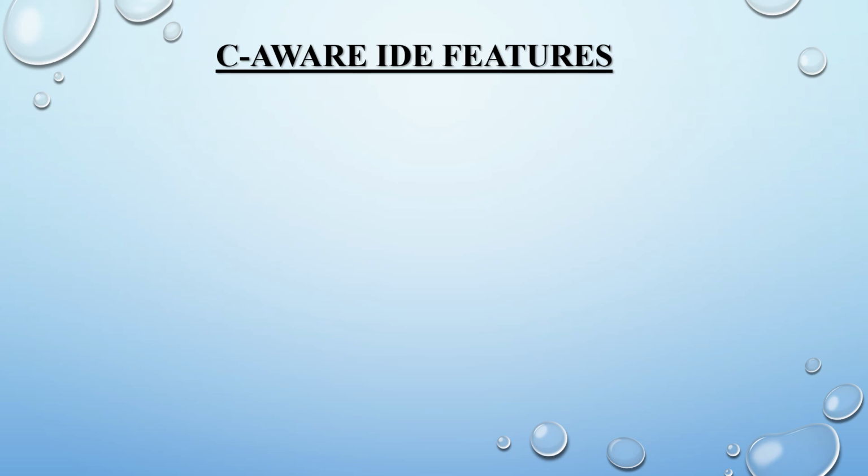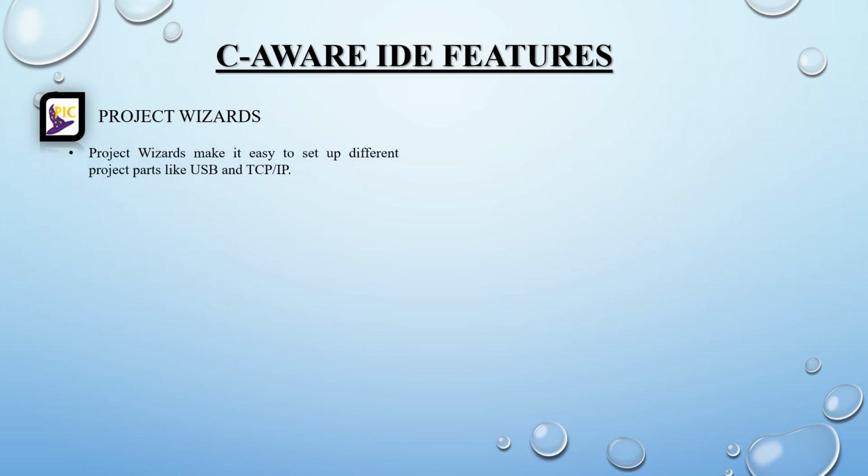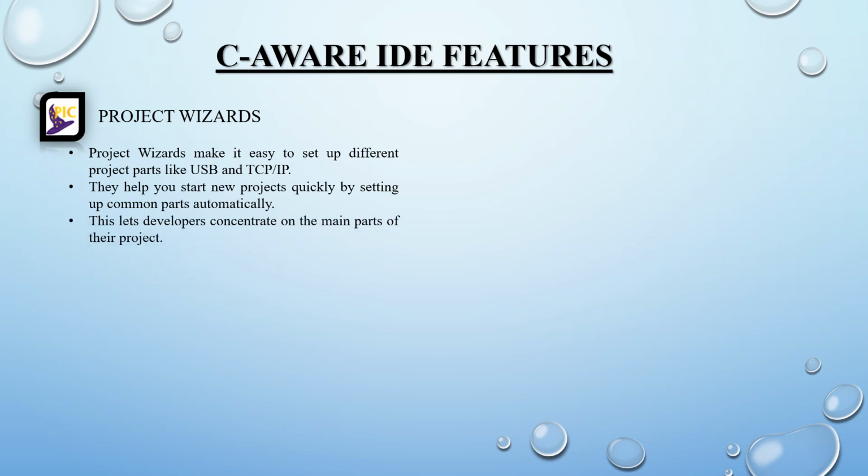Let's start with the second point of features, which is C-aware IDE. Our first topic is Project Wizard. Project Wizards make it easy to set up different project parts like USB and TCP/IP. They help you start new projects quickly by setting up common parts automatically. This lets developers concentrate on the main parts of their project.